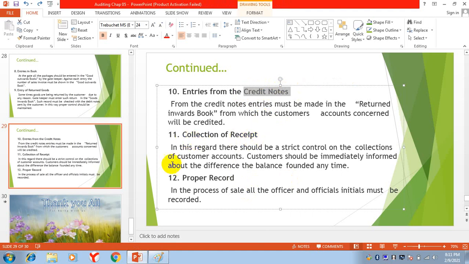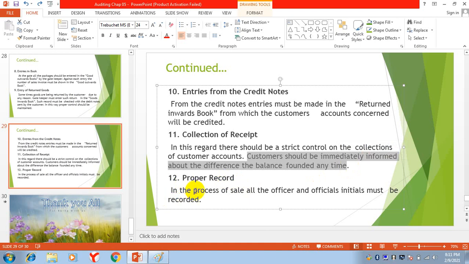Collection of receipts. In this regard, there should be strict controls on the collections of customers' accounts. When money is received from customers, customers should be immediately informed about the difference, the balance found at any time. And when the payment is received, if there is any difference, you will immediately inform the buyer that you paid this much amount and this much amount is left to you.